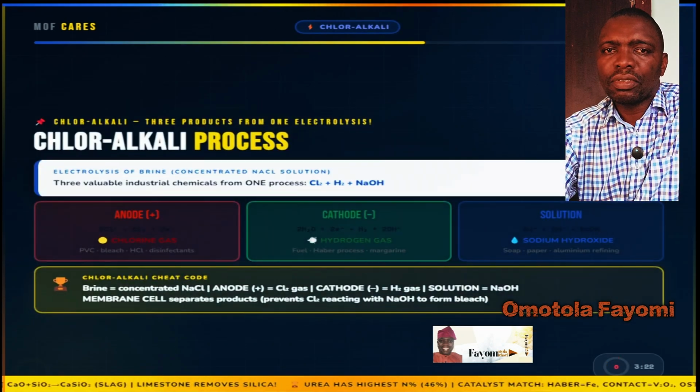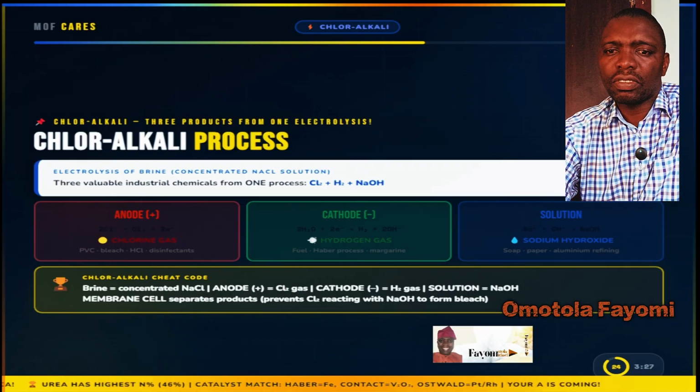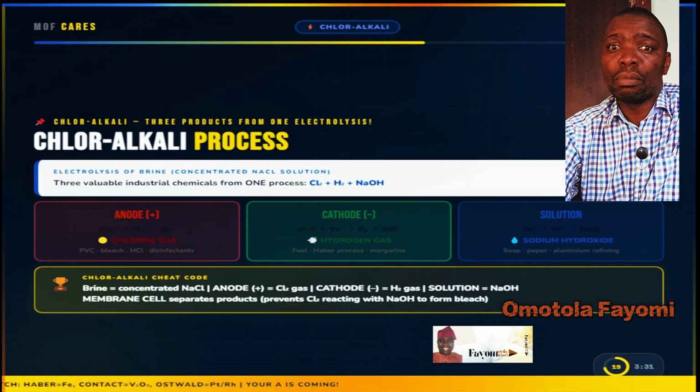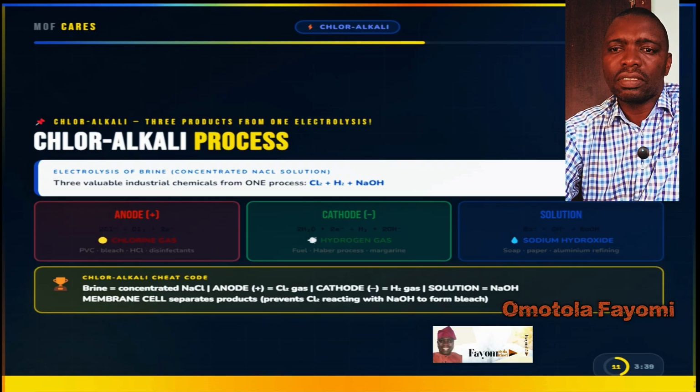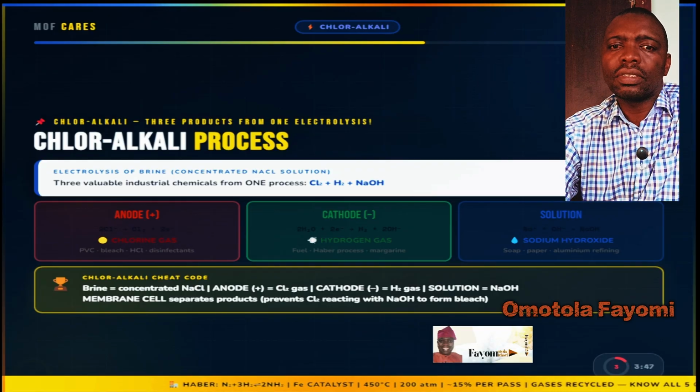The chlor-alkali process is a beautiful example of industrial efficiency. One electrolysis process produces 3 enormously valuable chemicals simultaneously. The electrolyte is brine, a concentrated solution of sodium chloride. When an electric current is passed through it using a membrane cell, 3 separate products are collected. At the anode, that's the positive electrode, chloride ions are selectively discharged in concentrated solution. Chloride ion gives chlorine gas plus 2 electrons.